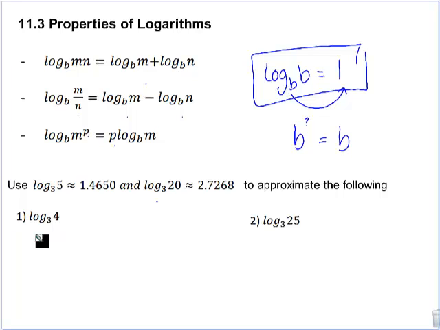Notice up here we don't have 4. We only have 5 and 20. So what we need to do is figure out how we can get the number 4 using the numbers 5, 20, and we could use 3 because it has a base of 3, by either multiplying, dividing, or raising it to powers. Okay, so how can we get the number 4 out of 5, 20, and 3? Okay, so we could divide the 20 by 5. So we're going to rewrite this as log base 3 of 20 divided by 5.